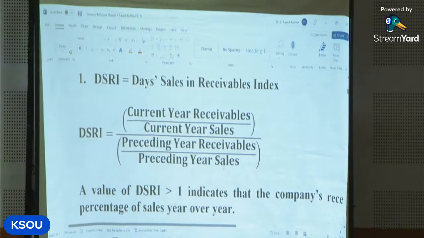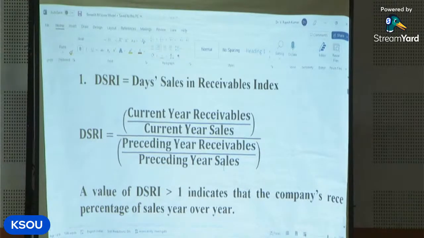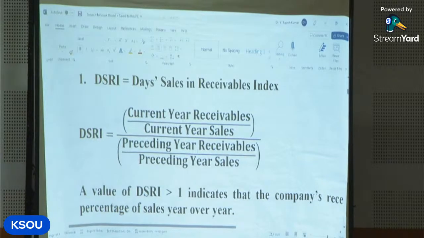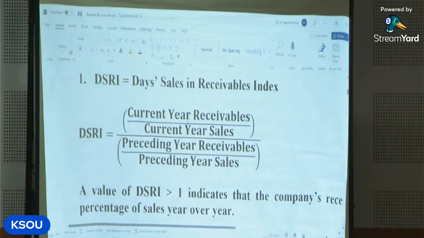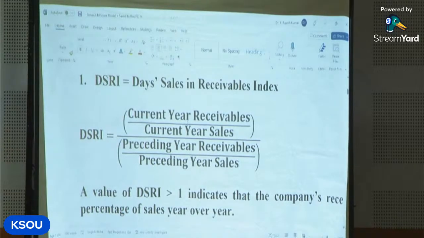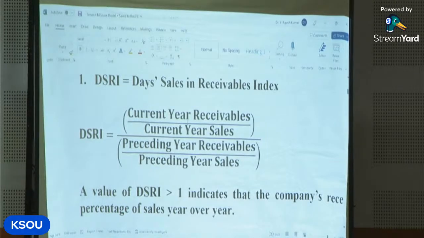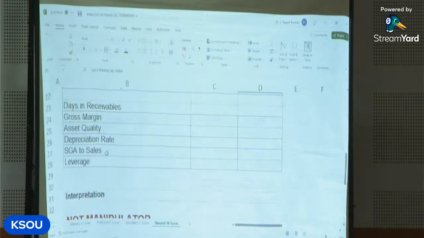Now, the first one is an index called DSRI, Days Sales in Receivable Index. Very simple. All that you have to do is take current year receivables by current year sales, receivables as a percentage of sales. Last year also, receivables as a percentage of sales. So for both current year and last year, take receivables as a percentage of sales. Where do you find receivables? Balance sheet. Where do you find sales? Revenue. So I'll just take that.